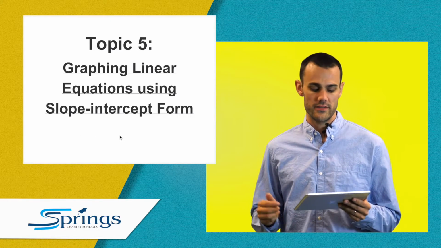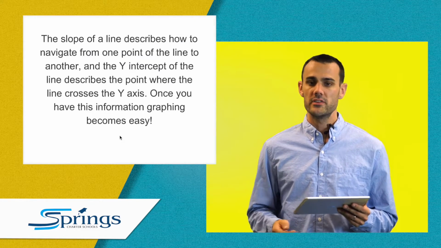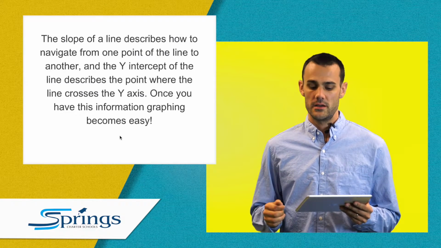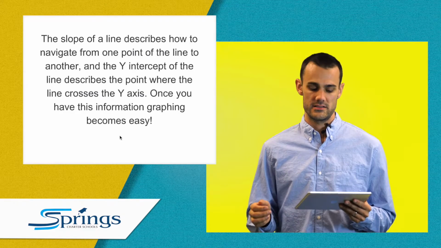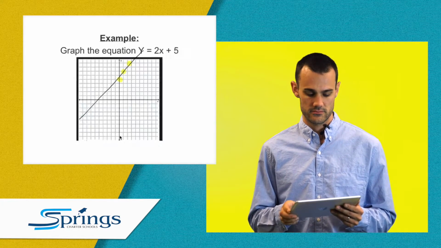Topic 5. Graphing linear equations using slope-intercept form. The slope of a line describes how to navigate from one point of the line to another. The y-intercept of the line describes the point where the line crosses that y-axis. Once we have these two pieces of information, graphing is easy.